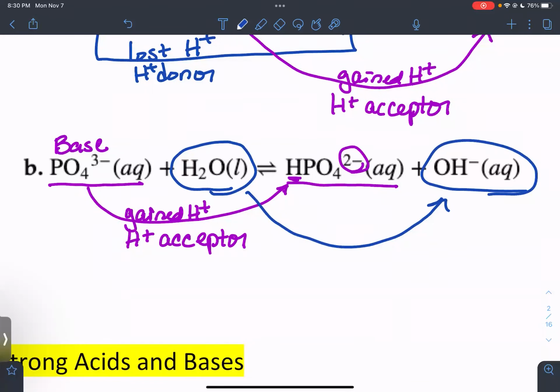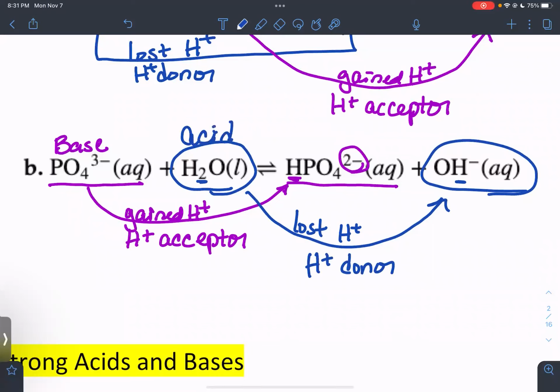I went from H2O to OH minus. So what's happening here? The water is actually donating, giving up, or losing a hydrogen ion, because I have 2 hydrogens here and I only have 1 here. So this is the one that is the H plus donor. And we call that H plus donor the acid.